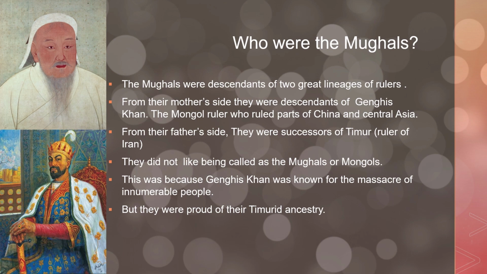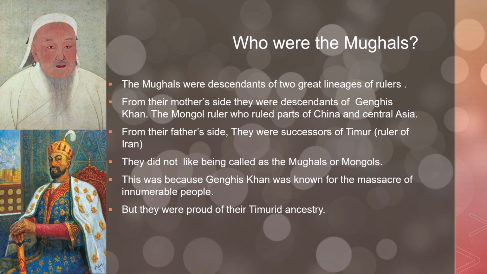Who were the Mughals? The Mughals were descendants of two great lineages of rulers. From their mother's side, they were descendants of Genghis Khan, the Mongol ruler who ruled parts of China and Central Asia. So, here is an image of Genghis Khan, the Mongol ruler. And from their father's side, they were successors of Timur, who was the ruler of Iran or Iraq. Modern day, it is called Turkey. So, here is a picture of Timur, the ruler Timur.